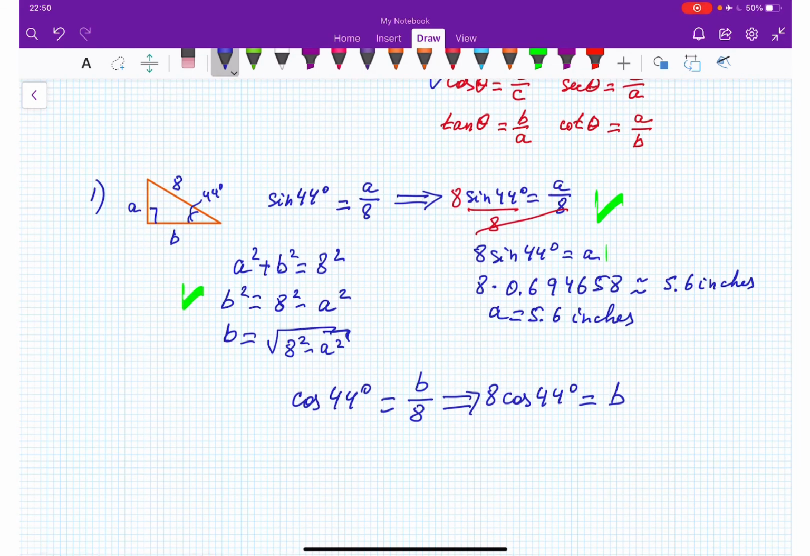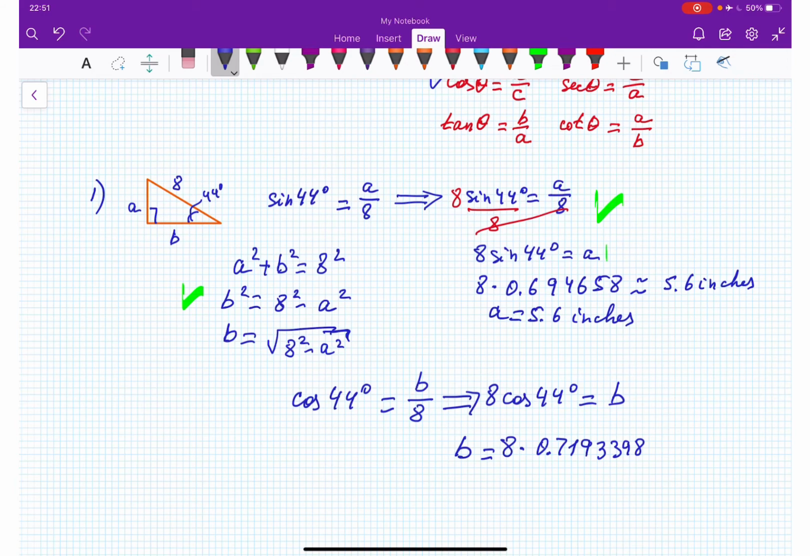Okay, how much is cosine 44? If you look at your calculator, B is going to be equal to 8 times cosine 44 degrees. It should give you 0.7193398. Why did I take this long a number? Because look what I have, 71933 and then 98. These numbers can be rounded, they are more than 5. That's why I kept it.